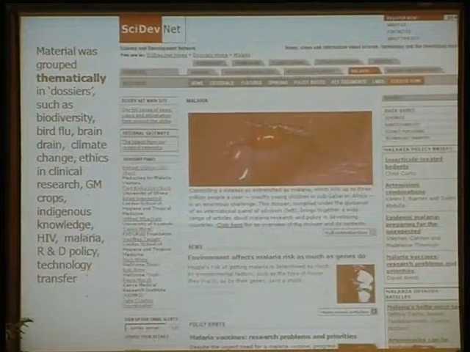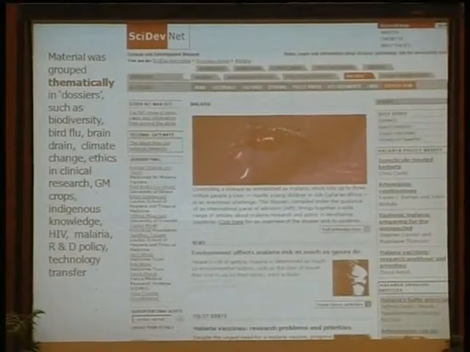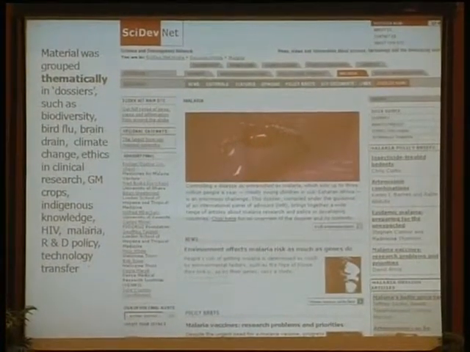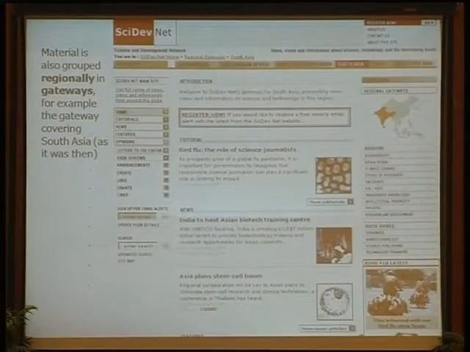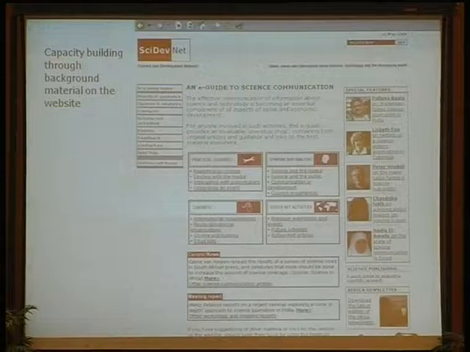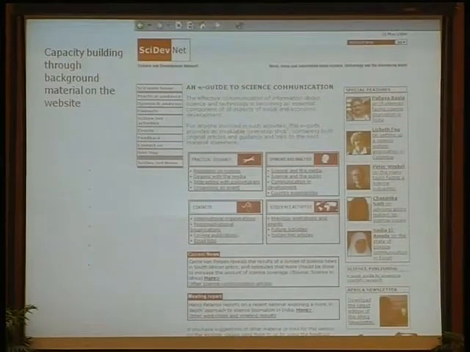This is how it looked. The material was grouped thematically into dossiers, and then it was also grouped into regional gateways. And yeah, we had an e-guide on science communication. You'll find our friend Pallab Bagla in the right top corner there. He contributed. So Pallab, don't disown it. There you are. And that's your face.